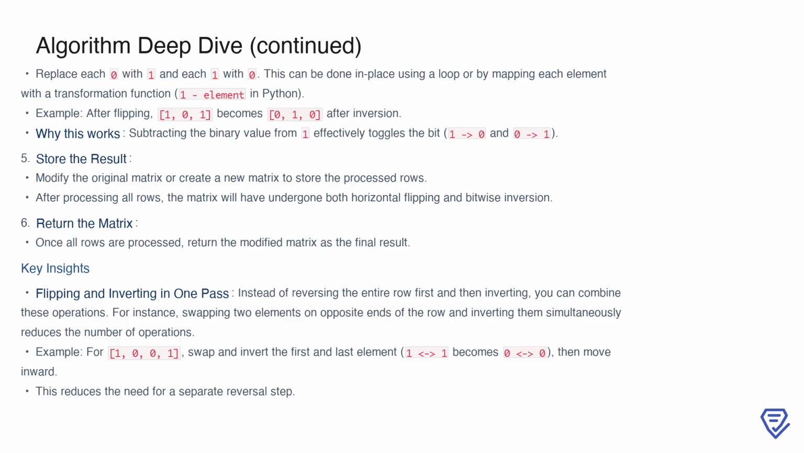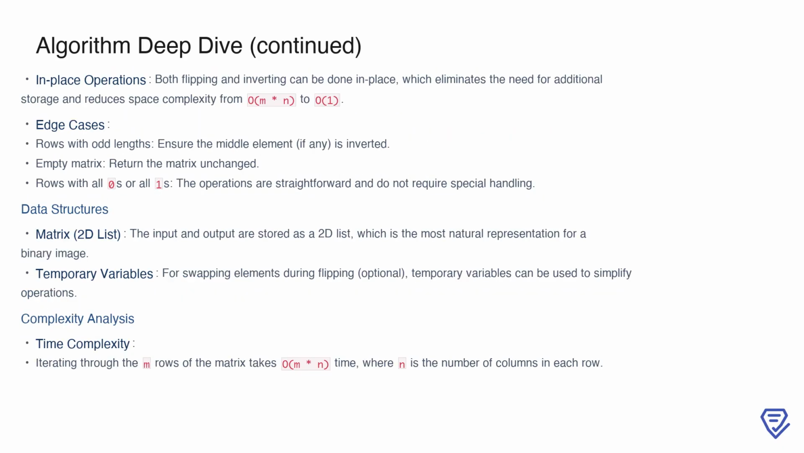Additionally, these operations can be combined in one pass. Instead of reversing the entire row first and then inverting, you can swap and invert elements simultaneously. For instance, in a row like 1, 0, 0, 1, you can swap and invert the first and last elements in one step, reducing the number of operations required. Performing these operations in place further optimizes the process. Both flipping and inverting can be completed without requiring additional storage, which reduces the space complexity from O(m*n) to O(1).